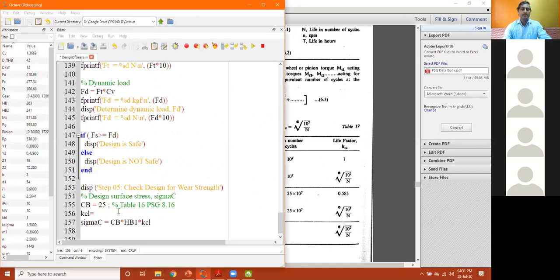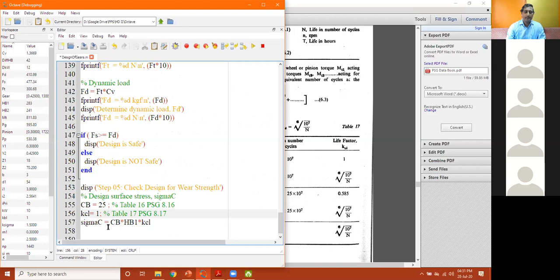So I will write here. Though KCL is 1 here, you need to show that you have actually referred to the data book and found out this value of KCL as 1. So here I will mention table 17, PSG 8.17. Okay, now we know these values.